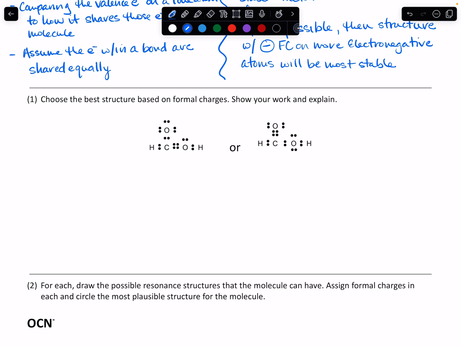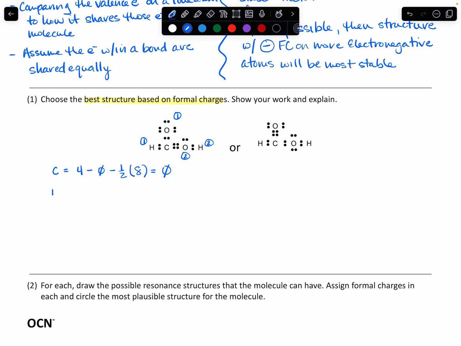Choose the best structure based on formal charges. Show your work. First thing I'm going to do, I've got 2 hydrogens and 2 oxygens. So I'm going to call this hydrogen 1 and hydrogen 2, and oxygen 1 and oxygen 2. I only have 1 carbon, so I'm not going to worry about that one. For my carbon, to calculate the formal charge: 4 valence electrons, minus the number of lone pairs, I don't have any, minus 1/2 the number of electrons in bonds, 2, 4, 6, 8. That gives me an overall formal charge for carbon of 0.